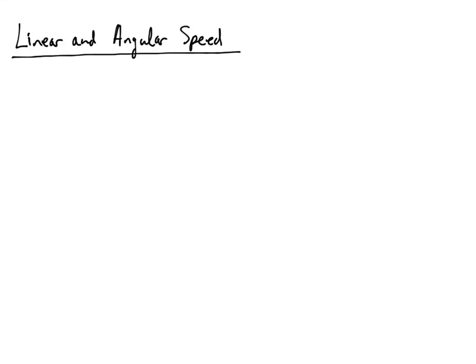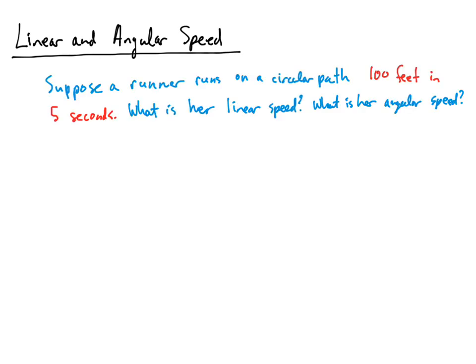In this video I'll be discussing linear and angular speed. The easiest way to unpack both of these concepts is just through an illustration. Suppose a runner runs on a circular path 100 feet in 5 seconds. What is her linear speed? What is her angular speed?